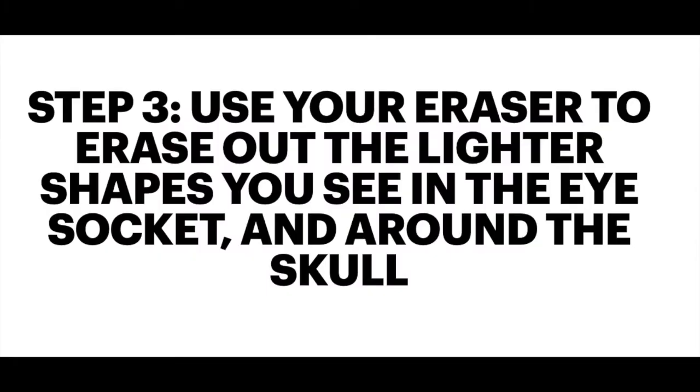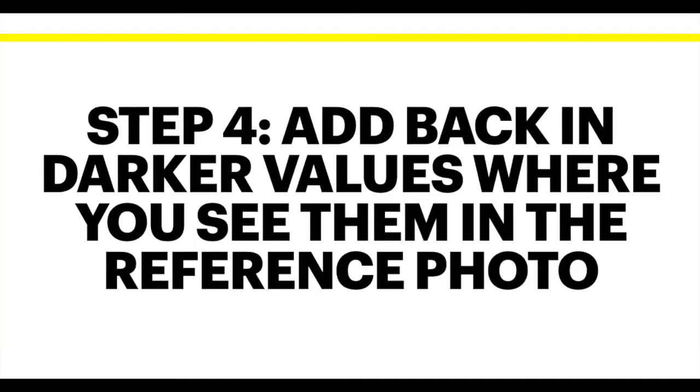In this next part, I like to use my eraser to use a subtractive method of drawing, so I can erase away the light shapes that I need to see in the eye socket and around the skull. Then I add back in darker values where I see them in the reference photo.